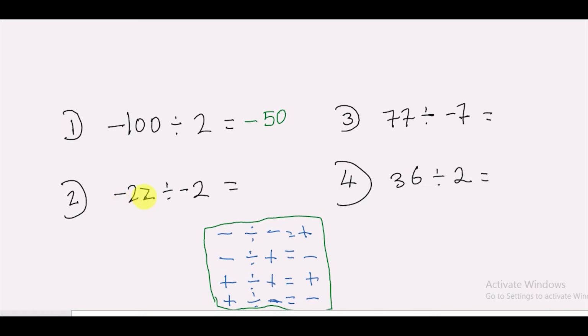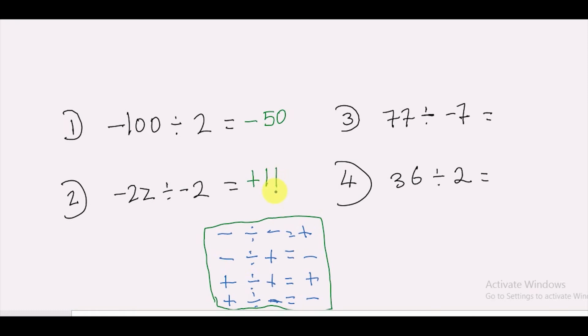I have minus 22 divided by minus 2. First thing first, solve the signs. So minus divided by minus is what? Positive. Why? Because same signs dividing themselves give us a positive. Also check here to confirm: minus divided by minus is positive. So I write my positive first before I start. Then 22 divided by 2 is 11. It gives me 11.